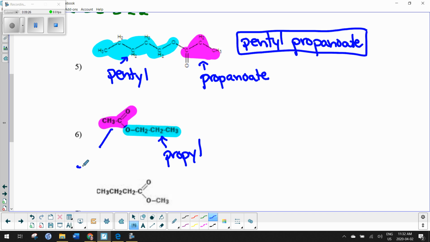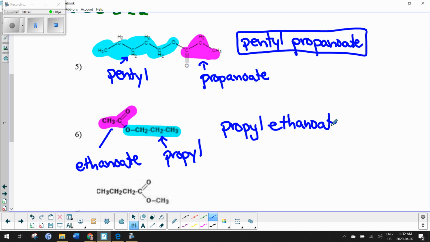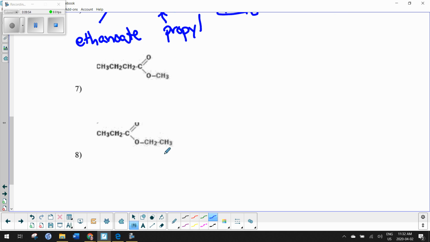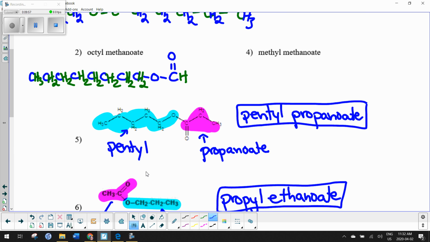There's 2 carbons here, which is eth, AN, and then OATE. Now put it together. Alcohol first, carboxylic acid second. So propyl ethanoate. Notice how I have space between the propyl and the ethanoate. So propyl ethanoate. So try 7 and 8 on your own. Okay, so try 3, 4, 7, and 8. Then you can do your practice ester worksheet, and then you can start your summative worksheet.